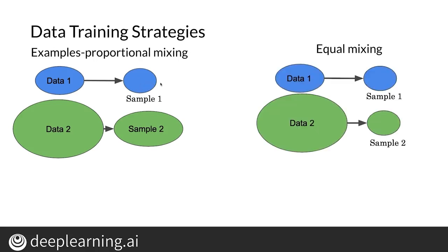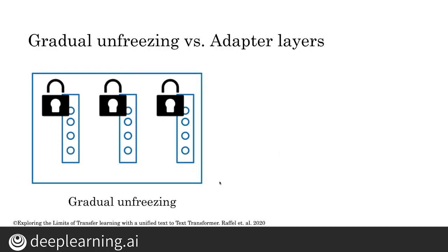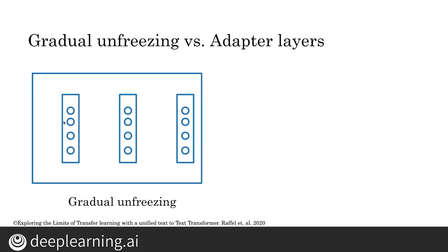The other type of data training strategy is equal mixing. So regardless of the size of each data set, you take an equal sample. And then there's something in the middle called temperature-scaled mixing, where you play with the parameters to get something in between. Now we'll talk about gradual unfreezing versus adapter layers. In gradual unfreezing, you unfreeze one layer at a time. So say this is your neural network: you unfreeze the last one and fine-tune using that, keeping the others fixed, then you unfreeze this one, and then this one. So you keep unfreezing each layer.